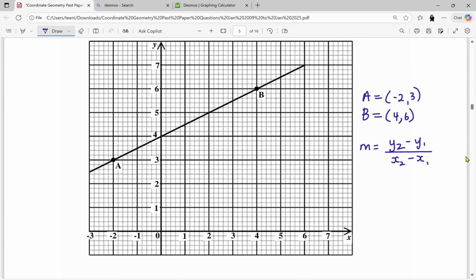Tell me what you wrote first, honey, before you tell me the answer. So M would be equal to what? M would be equal to 6 minus 3.